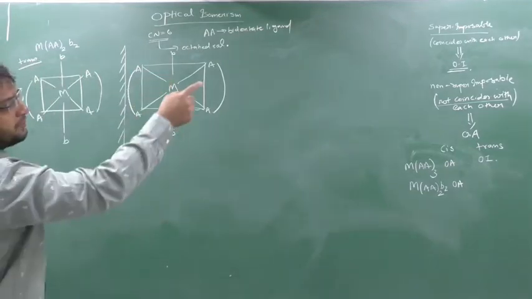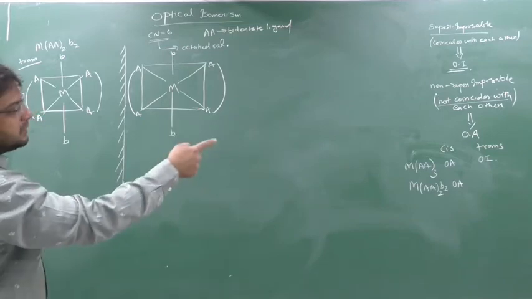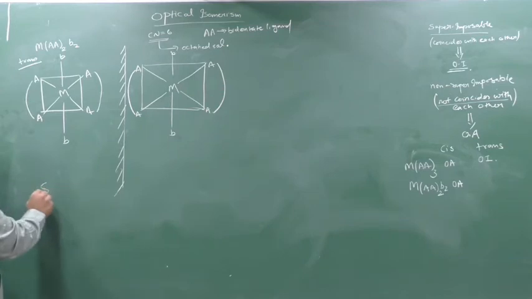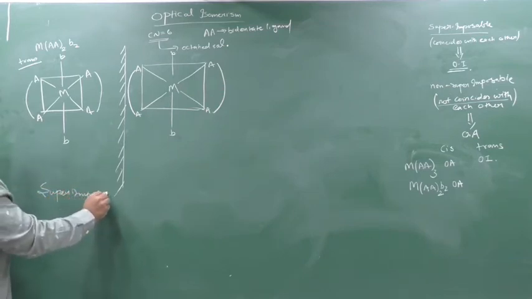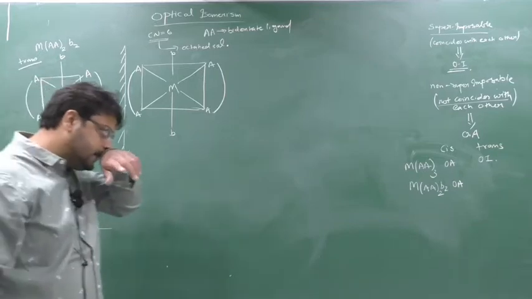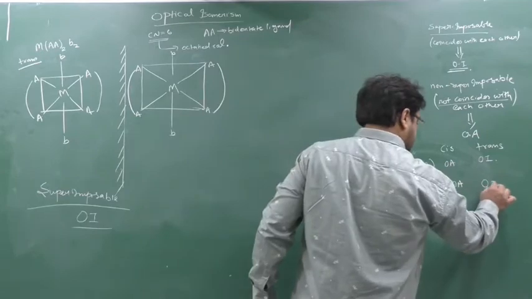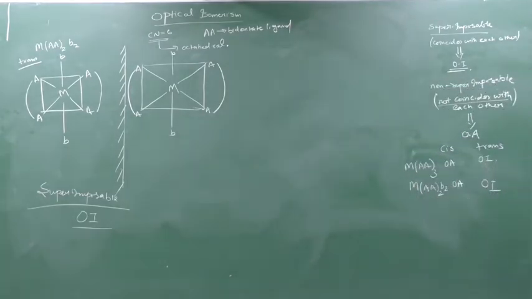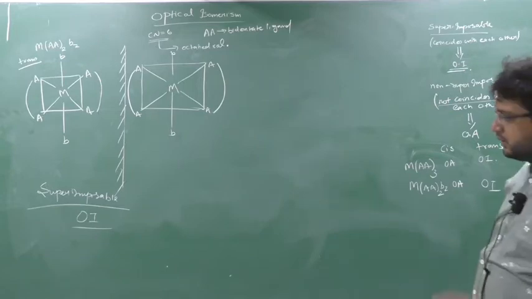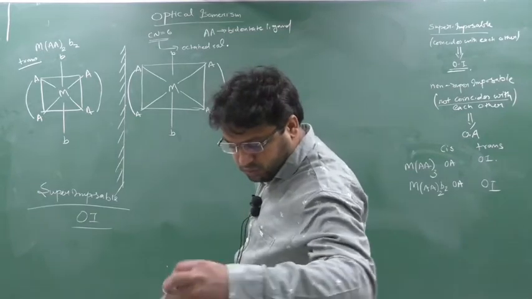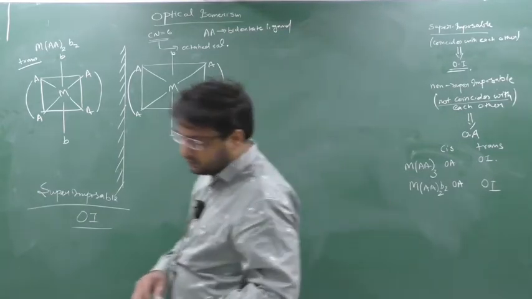Sorry, these are superimposable. Superimposable, so optically inactive. So I can write down like this: optically inactive. Trans, optically inactive. Write down. Clear? Next we will go to another type.